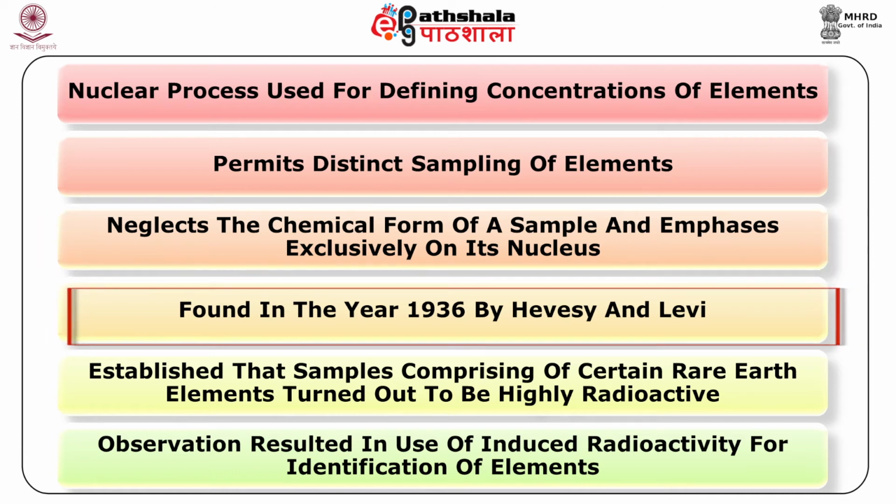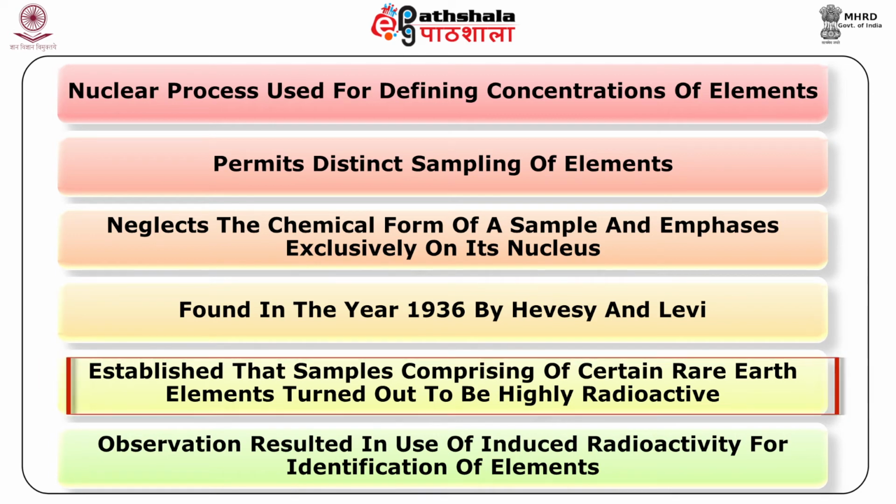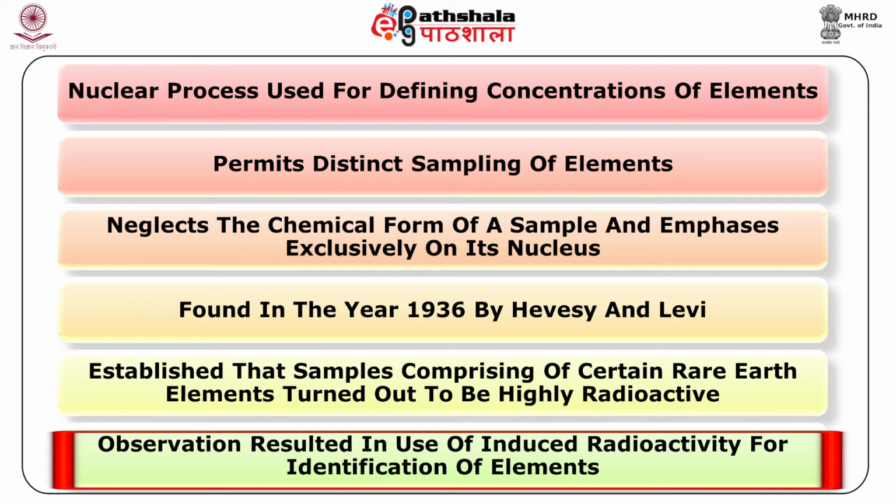Neutron activation analysis was found in the year 1936 by Hevesy and Levi, who established that samples comprising certain rare earth elements turned out to be highly radioactive after being exposed to a source of neutrons. This observation resulted in the use of induced radioactivity for the identification of elements.